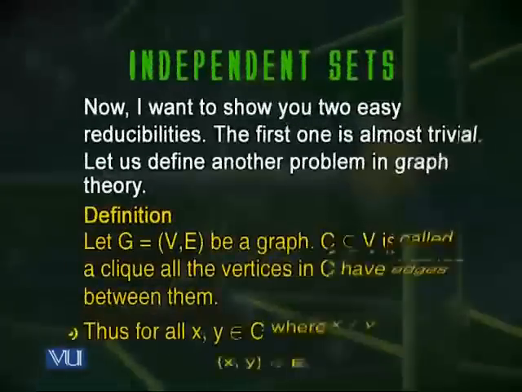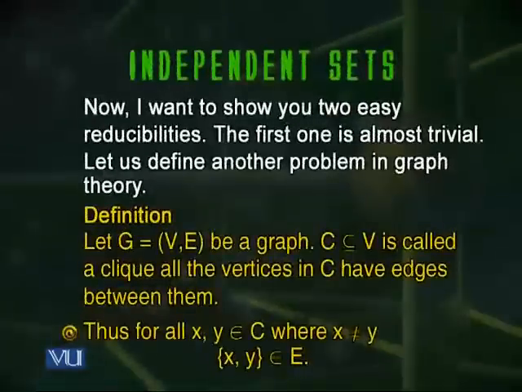So what I want to do is, I'm given a graph and I'm looking at a subset of vertices of this graph. If all these vertices are connected to each other, if all possible edges between the vertices are present, then I will call this set a clique in my graph. So formally, C is a clique if for all x, y in C, where x is not equal to y, xy should be an edge in the graph.